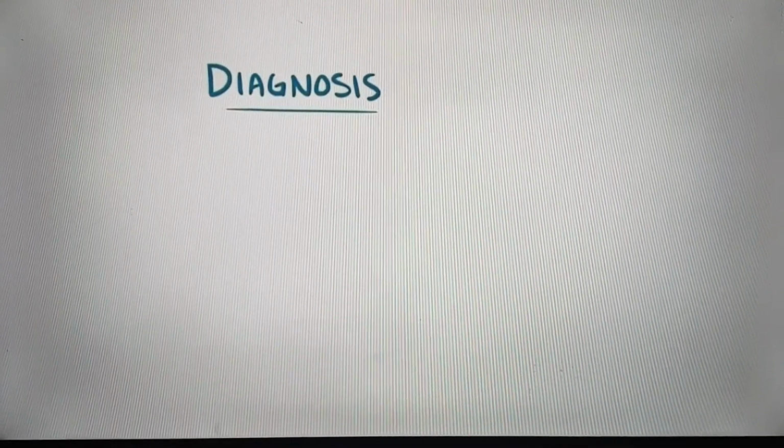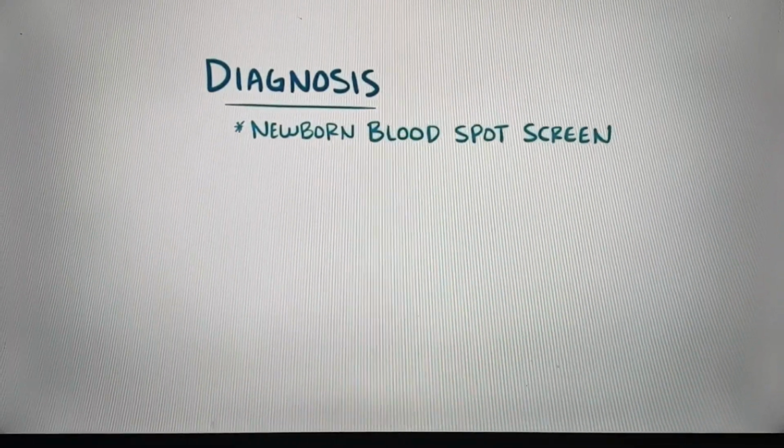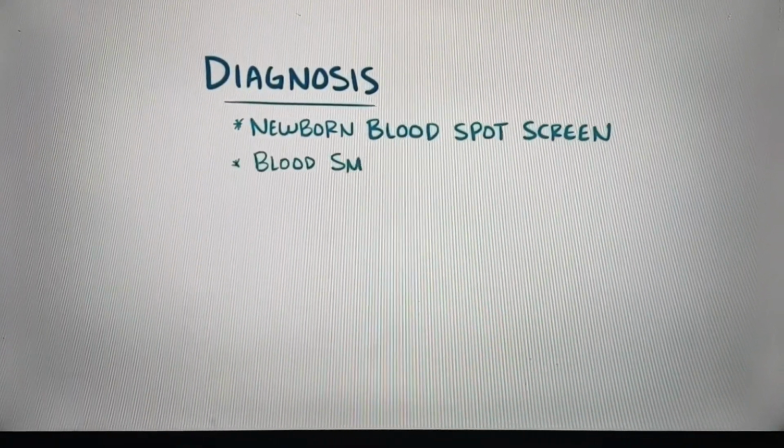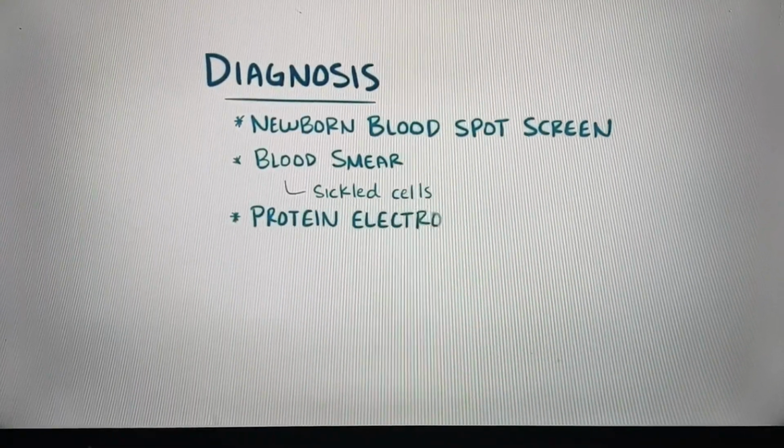Given all of these symptoms, it's important to diagnose sickle cell as early as possible, so it's included in the newborn blood spot screen in some countries. It can also be identified with a blood smear looking for sickled cells or by identifying HbS using protein electrophoresis.